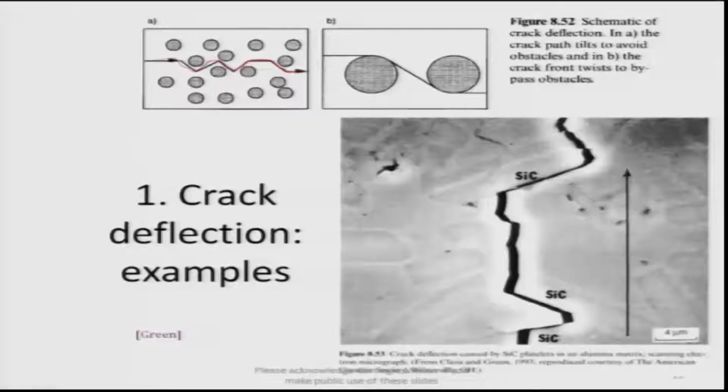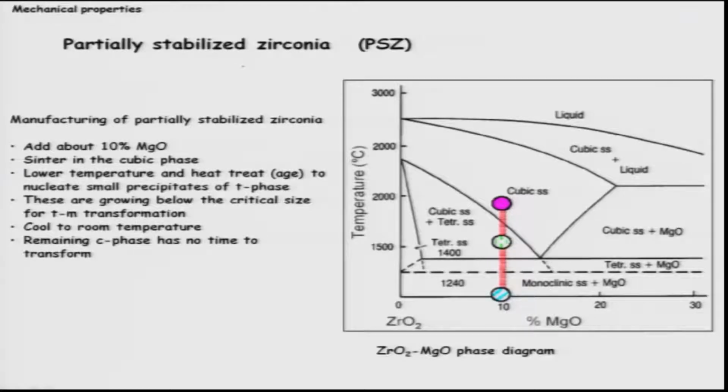These are all done normally, but what is not done, which is typical of transformation toughening, is this one. If we can induce transformation and do that.